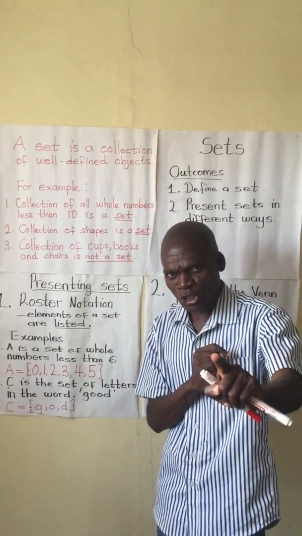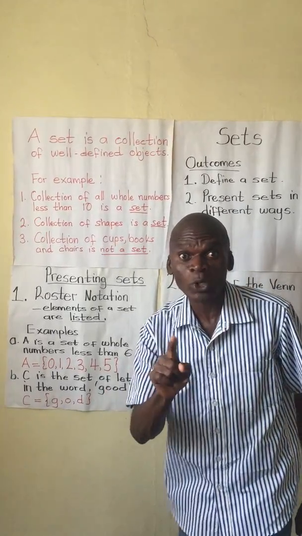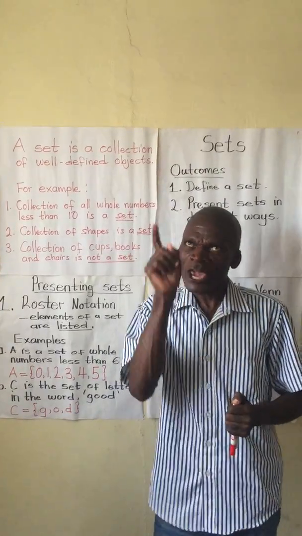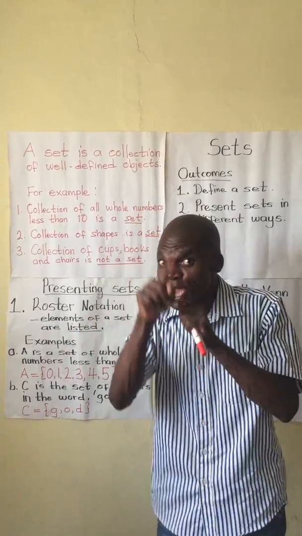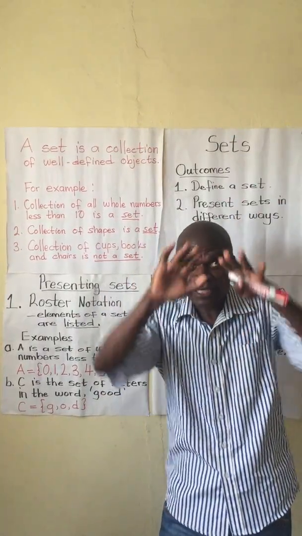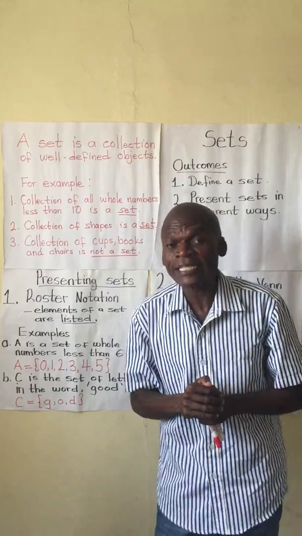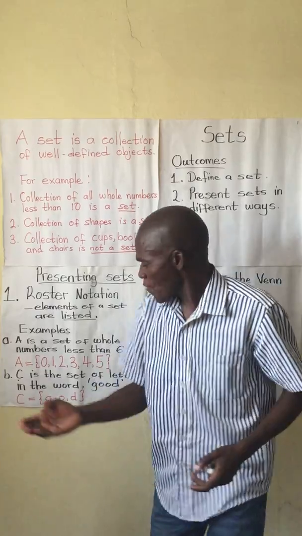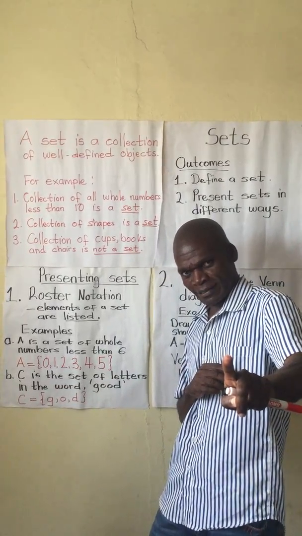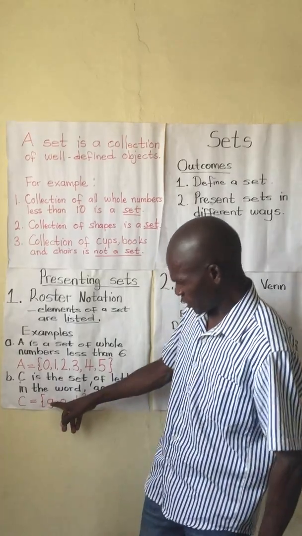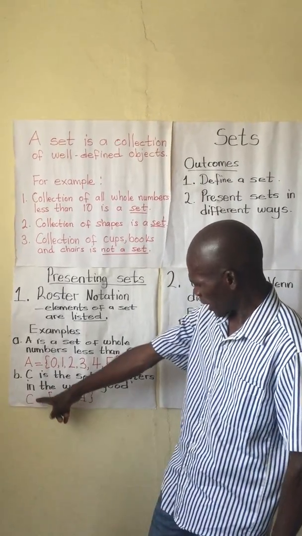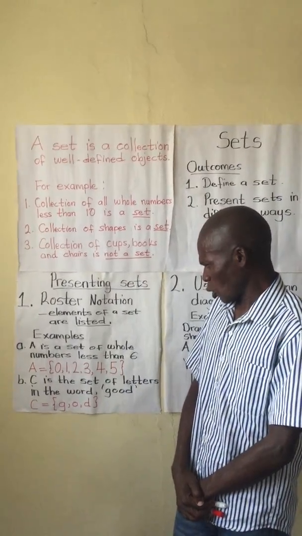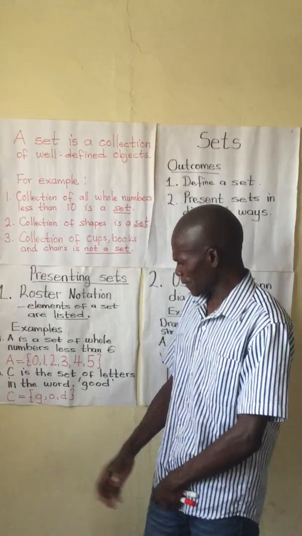The other thing that you need to know is that the members are in small letters. What did I say? I said a set has to be in a capital letter. It's the mother set. It's a collection of well-defined objects. But the elements, the members must be in small letters. So when you look at this, it is a member. You look at this, it's a capital letter. It is the set.